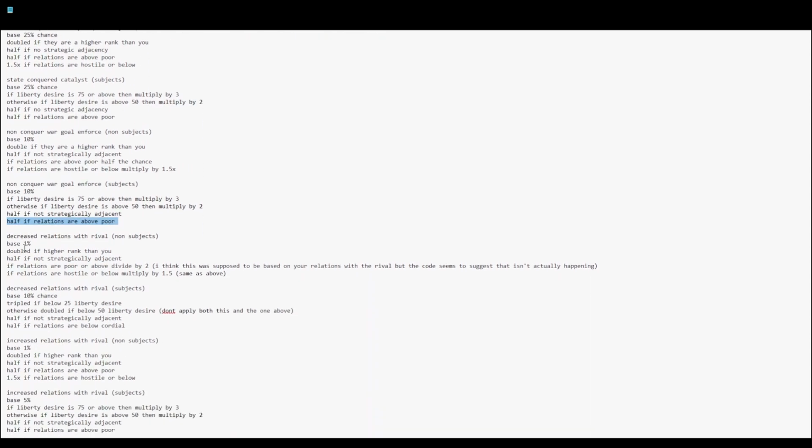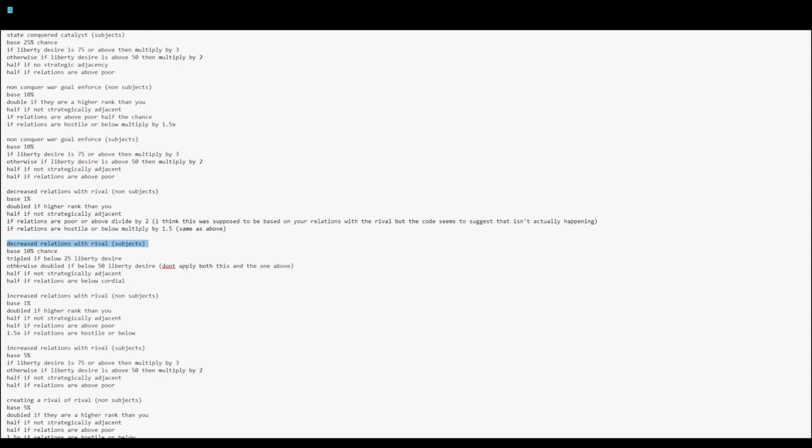Decreased relations with rival. This one is very rare at a 1% chance, apparently. Doubled if they're a higher rank than you, half if not strategically adjacent. If relations are poor or above, divide by 2. I think this is supposed to be based on what the rival's relations are, but it doesn't actually do that. If relations are hostile or below, multiply by 1.5.